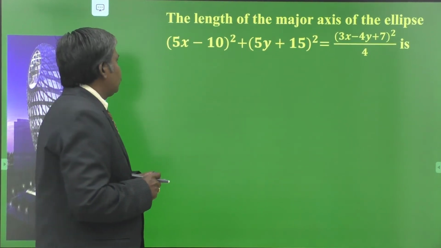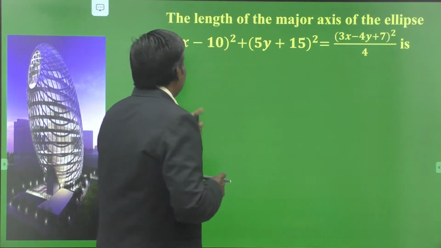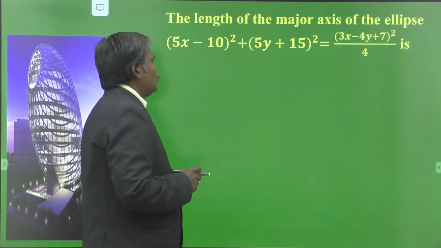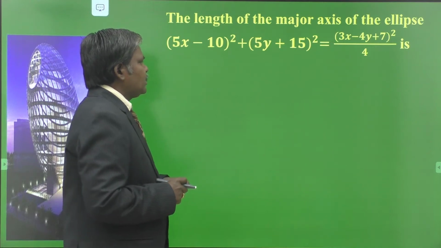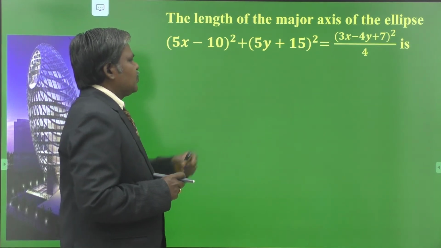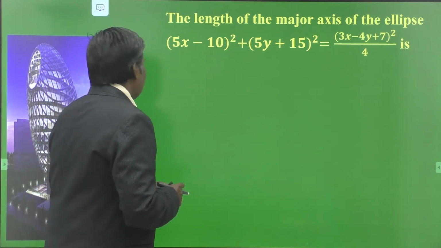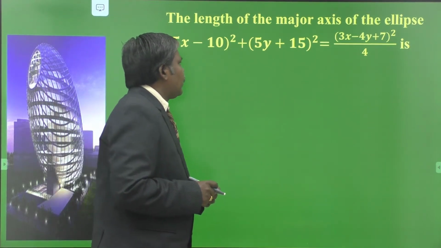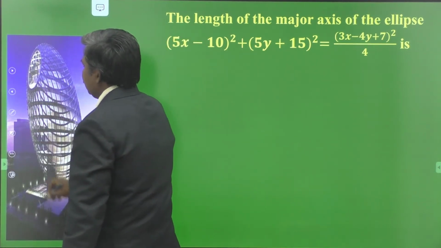This is the question. The length of the major axis of the ellipse 5 times (x minus 10) whole square plus 5 times (y plus 15) whole square is equal to (3x minus 4y plus 7) whole square by 4. What you have to find out? You have to find out the length of the major axis of the ellipse.